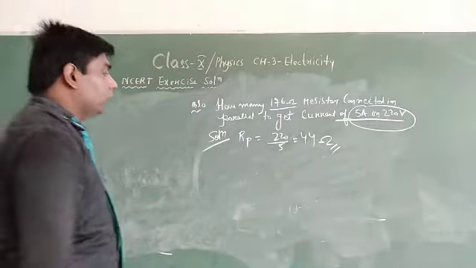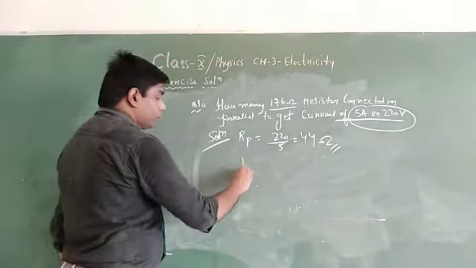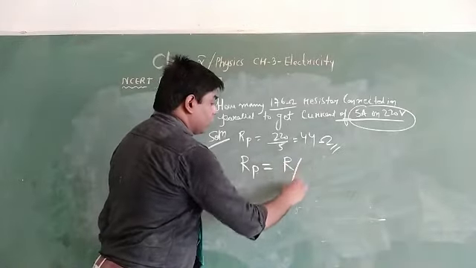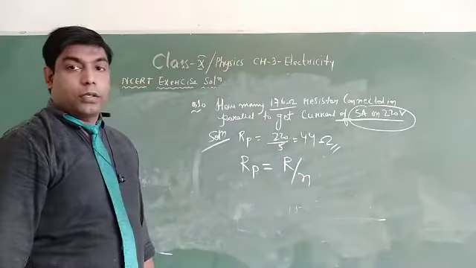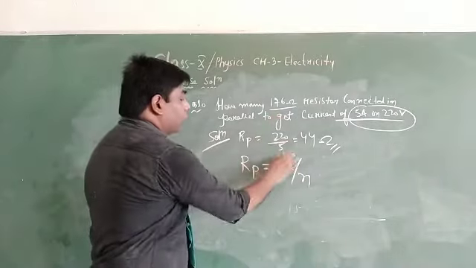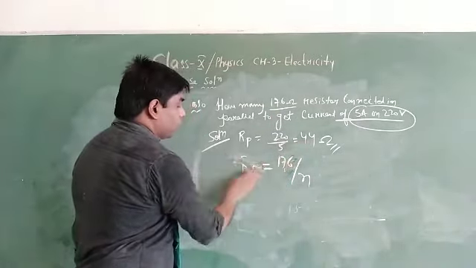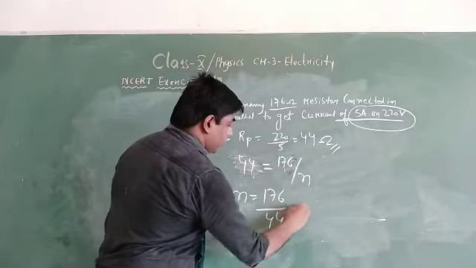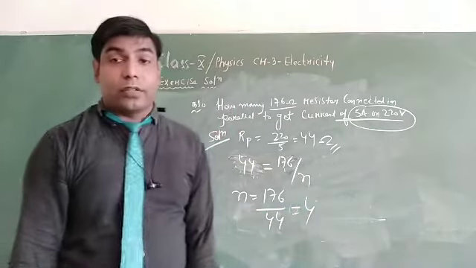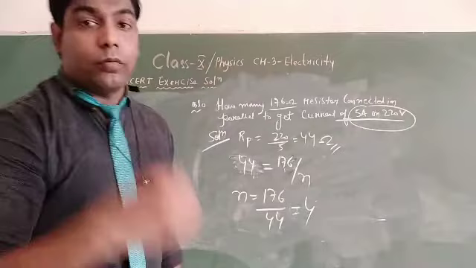Now they are asking, if there are n number of resistances connected in parallel, then we just divide it. Here what is the value of R? It is 176. What is the value of Rp? 44. So n is equal to 176 by 44, which is equal to 4. So the number of resistances that must be connected in parallel is equal to 4, right?